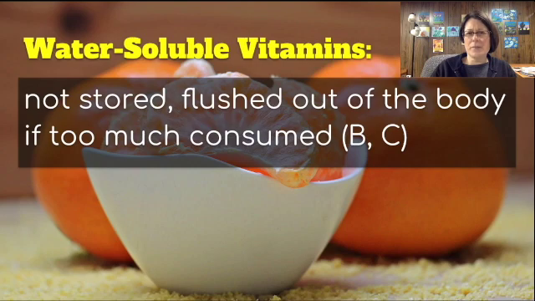The other type of vitamin is a water-soluble vitamin. These are not stored. These are flushed out of the body if too much is consumed. So these will come out in your urine. And some examples are vitamins B and C. You can take all the vitamin C you want, and it will not affect you because your body is constantly getting rid of it, unlike the fat-soluble vitamins that your body stores.